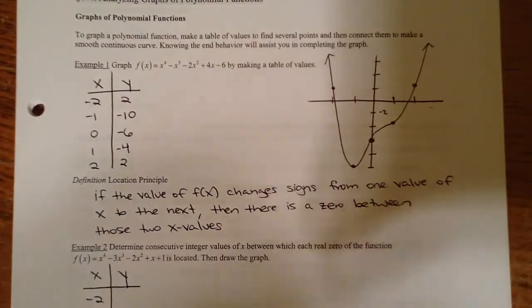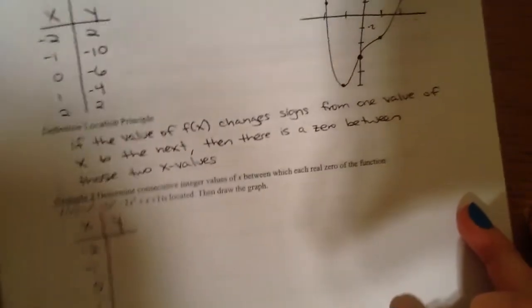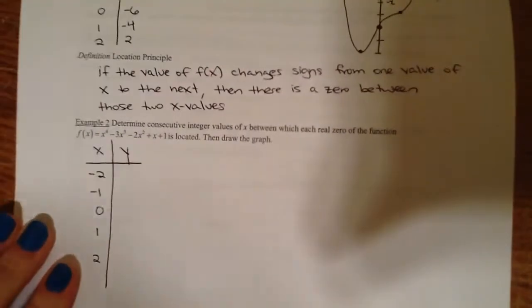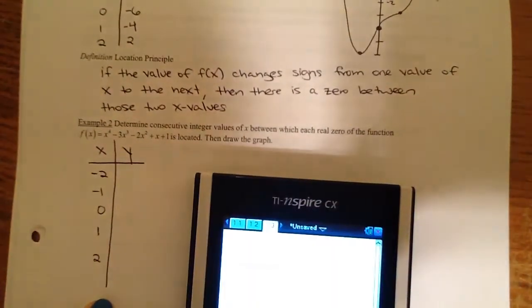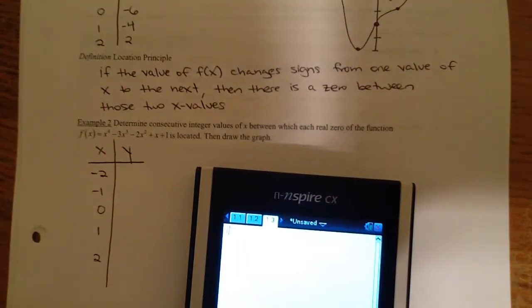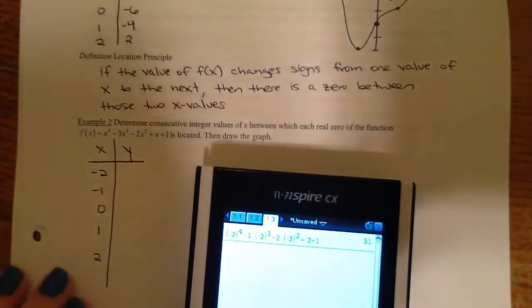Okay, so we're going to do the same thing where we plug in some of these values right into the calculator, and then we will get those y values. So add a new calculator page. We're going to plug in -2 to the 4th, minus 3 times -2 to the 3rd, minus 2 times -2 squared, plus -2 plus 1. Okay, so that gives us 31.